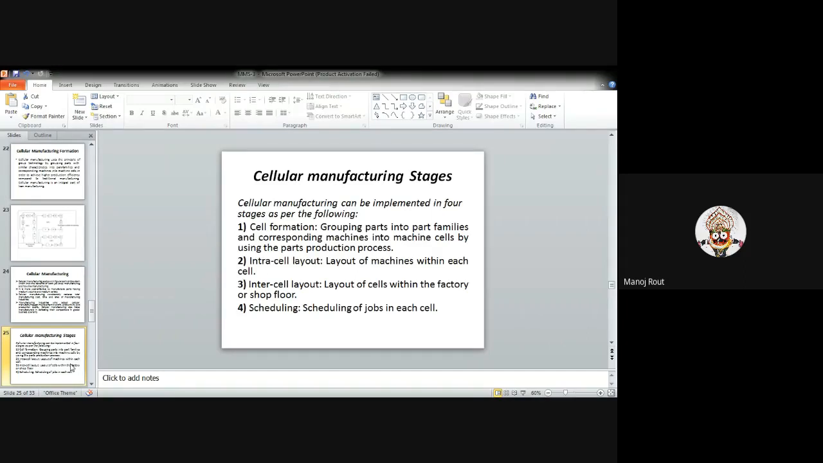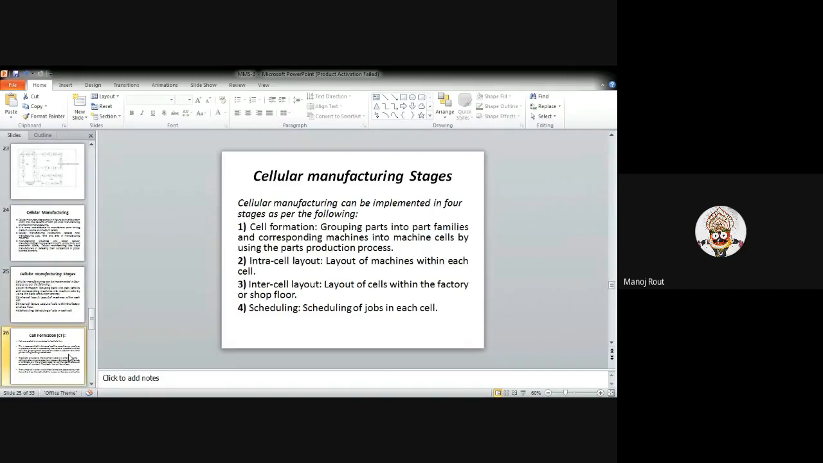In case of cell formation, parts are grouped into part families and the corresponding machines into machine cells by using the part production process. The next is intra-cell layout, the layout of machines within each cell. Then the third one is inter-cell layout, the layout of cells within the factory or shop floor. And the last one is scheduling of jobs in each cell. These are the different stages of cellular manufacturing.